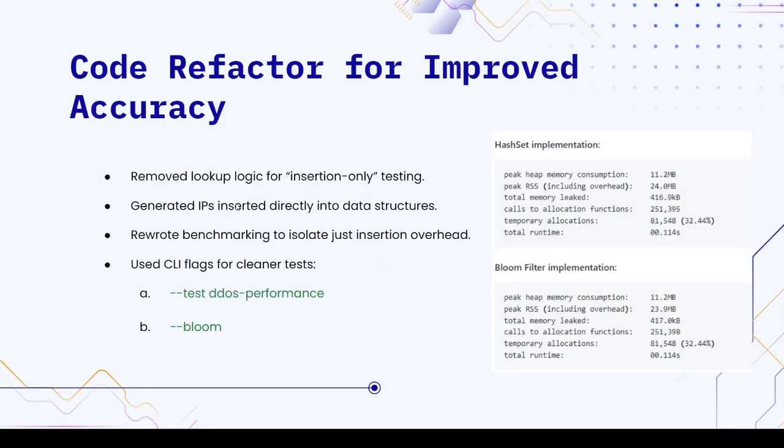After that, I refactored the code to improve accuracy. We removed confounding variables and refactored the benchmarking code. I removed a lot of the packet lookup logic and focused purely on insertion benchmarks. Instead of storing IPs in memory and then inserting, we generated IPs on the fly and inserted them directly, and then added some more CLI flags to choose which test we wanted to run, hopefully leading to cleaner benchmarks. But as we can see here, the results were pretty much the same as before the refactoring.